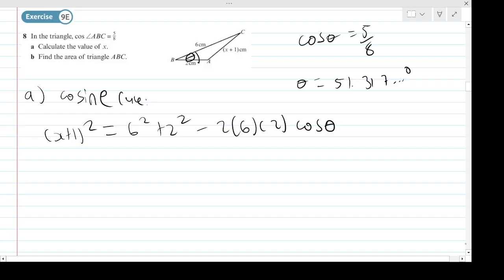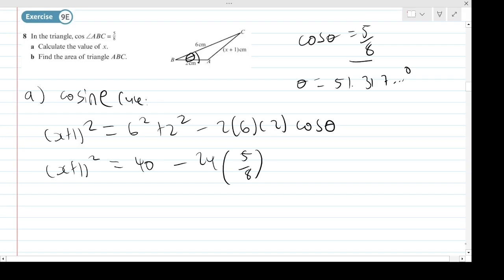Now, this is why they told us the value of the cos of the angle, not what the angle is. Because we don't need to know the angle. We just need to know what cos of the angle is. So we can get the value nicely in this way. If we simplify this, x plus 1 all squared, well 6 squared and 2 squared is 40. Okay, nicer numbers this time. And minus 2 times 6 times 2 is minus 24 cos theta. Well, cos theta is 5/8, right? So we can substitute that in. There we are.